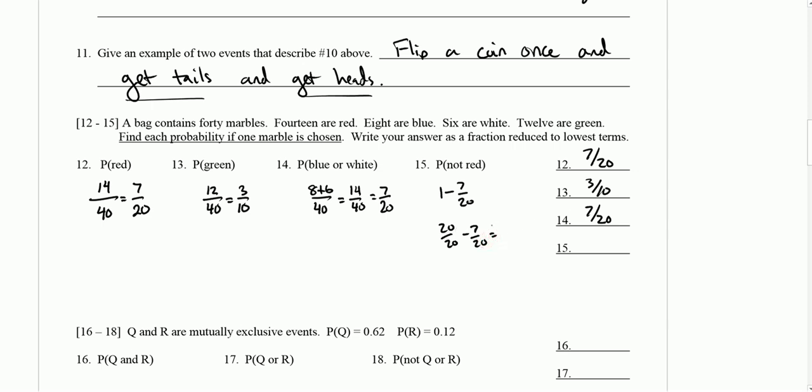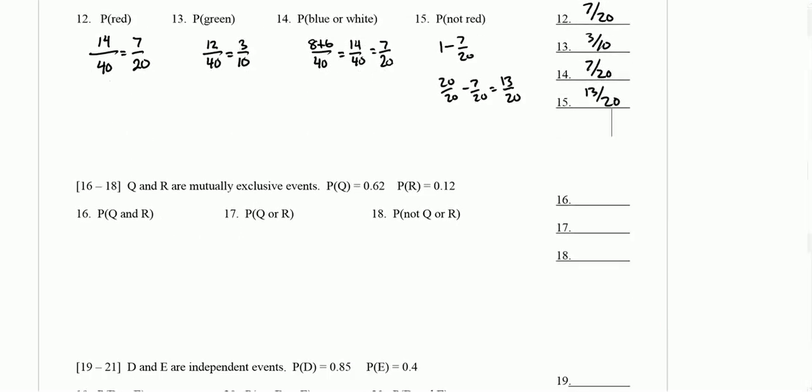Which is going to give us, 7 minus 20 is 13, so 13 out of 20. 16 to 18, Q and R are mutually exclusive, meaning they cannot happen at the same time. Or it means that the probability of them happening at the same time is 0, so that's 16. That's what mutually exclusive means.